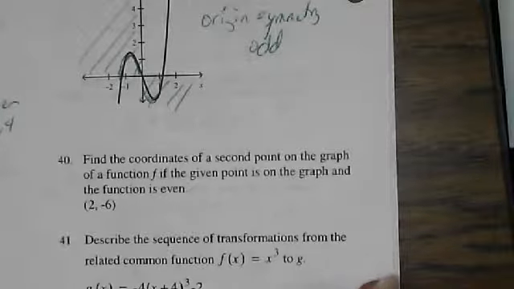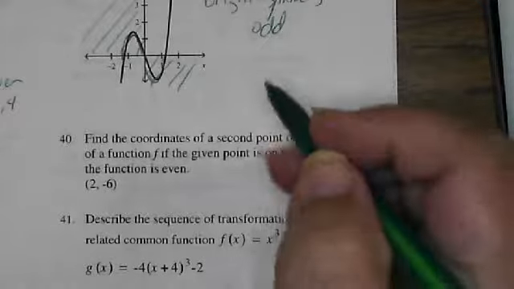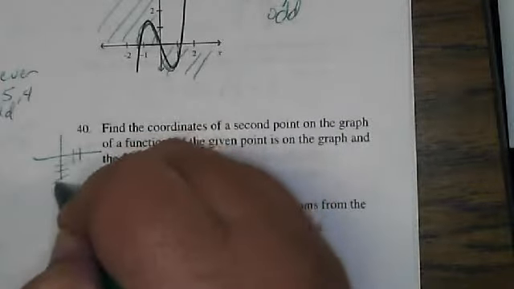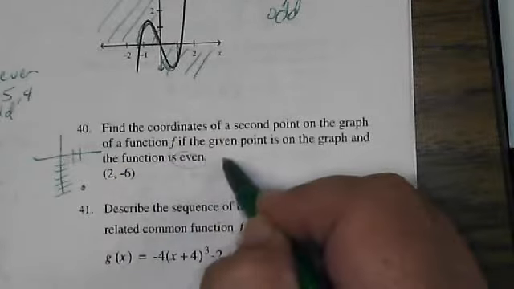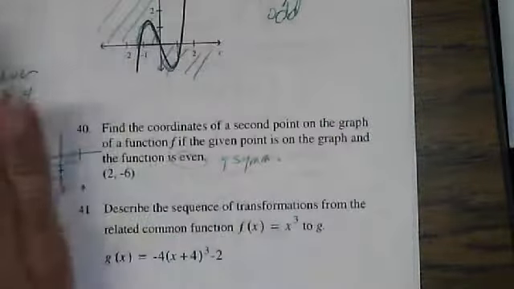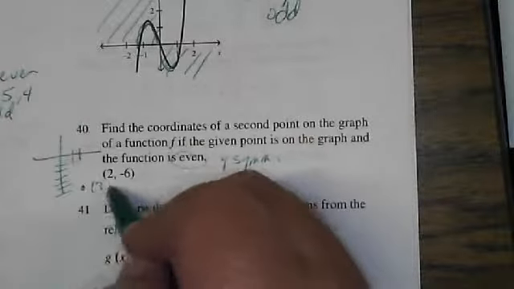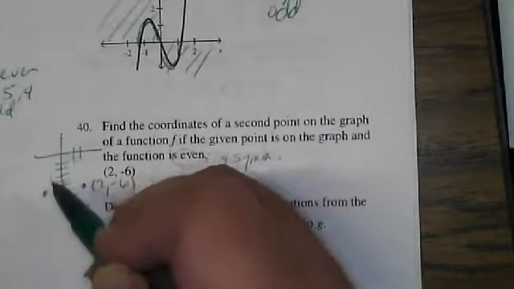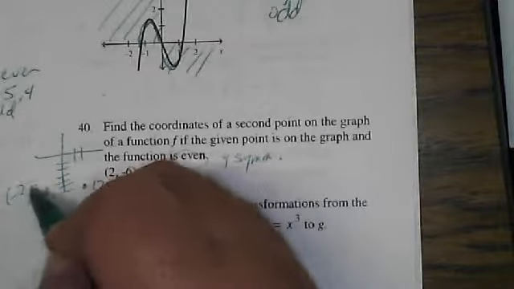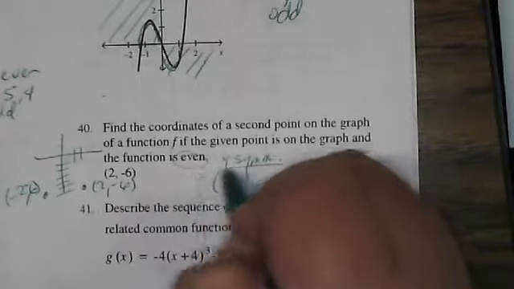And the last one that we did today, find the coordinates of the second point on the graph, if you're given one point and it's an even function. So the easiest thing to know is if you have 2, -6, and even means that it's y symmetrical. So if it's here on this side, it flips over on this side of the y axis. So if it's 2, -6 on this side, over here, it's going to be -2, +6. I'm sorry, -6. So -2, -6.